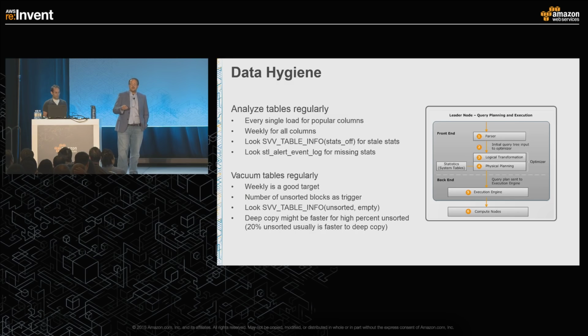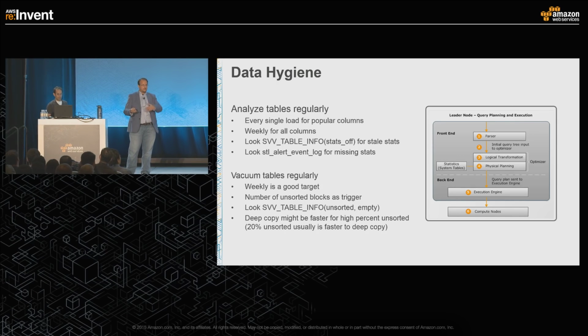Use the number of unsorted blocks in your environment as a trigger to know when to run vacuum on your table. Again, if you look at SVV_TABLE_INFO, the unsorted or empty column tells you when it's time to run vacuum, because you deleted too many rows or because you have too many unsorted rows. Be aware, however, that if you have too many unsorted blocks or too many deleted rows, it might be faster to do a deep copy of your table: create a brand new table, copy the data over, then run vacuum. Usually that threshold is about 20%, but your mileage will vary.